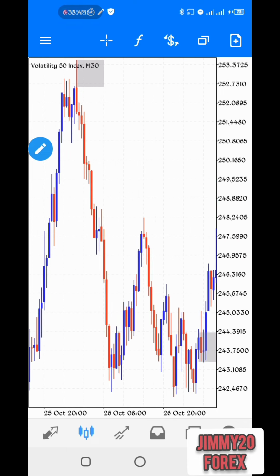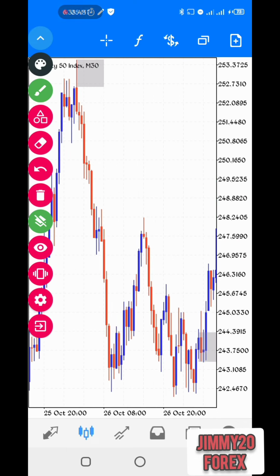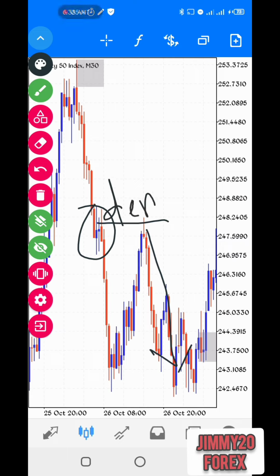Let's see another example. You can see, guys, this one also is a base. This one is a base here, and the price reacted very nicely. Also, this one is a demand area. You can see this one is a demand area.